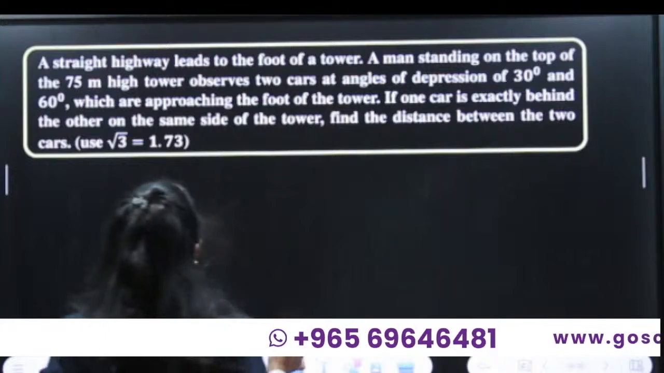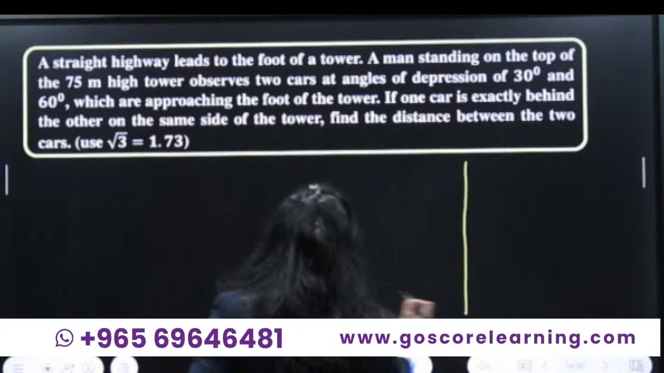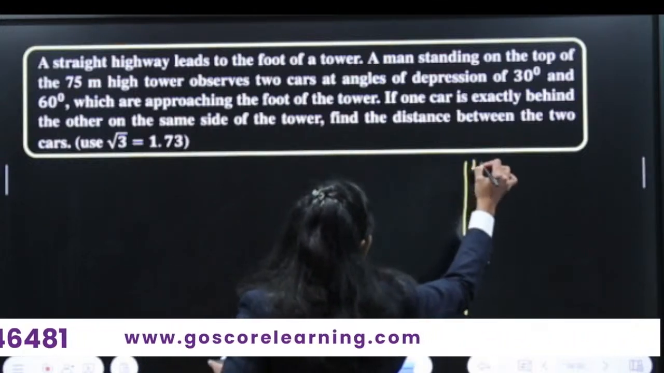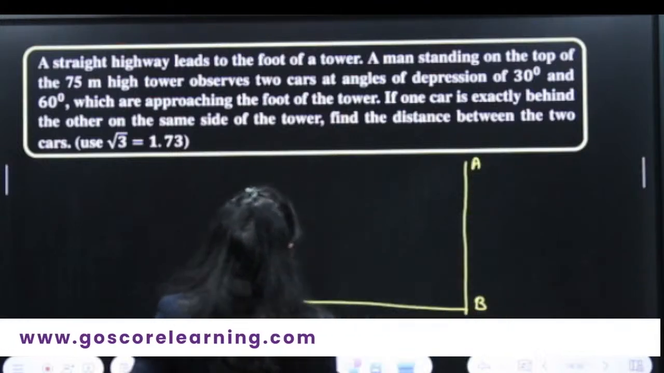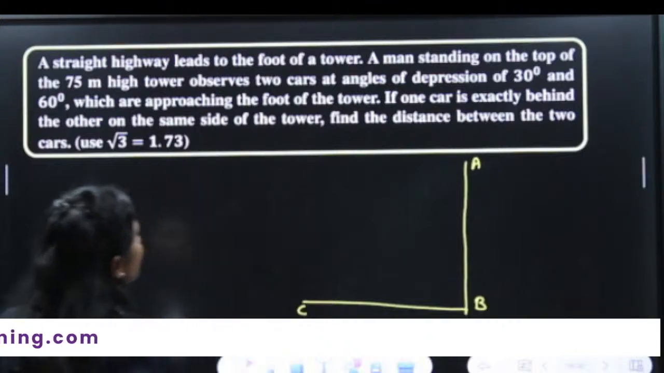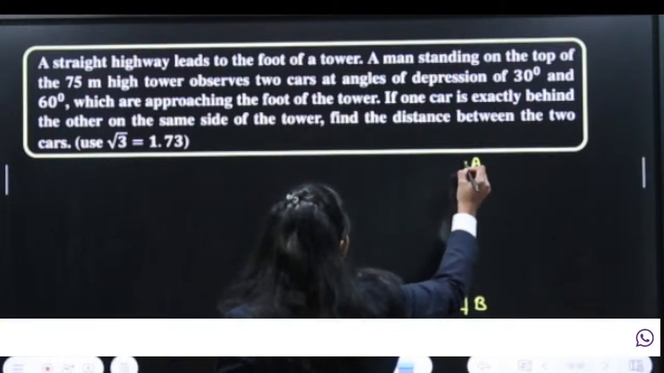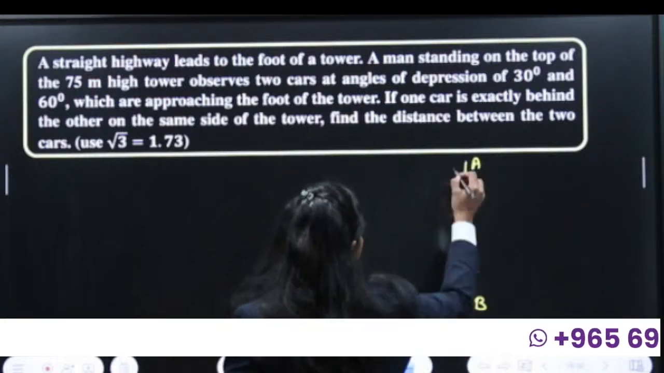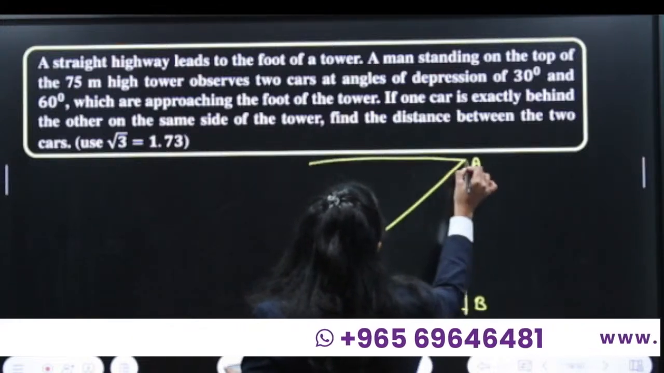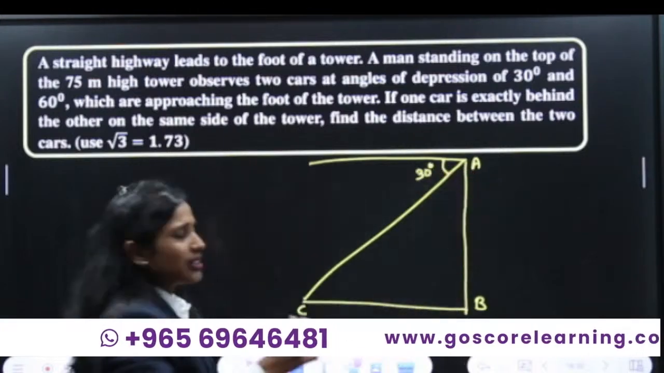Now, so at tower, we have a tower. Then there is a straight highway. Okay. So tower, we will name it as AB. And the position of first car is C. Okay, so angle of depression of 30 degree. First car, angle of depression is 30 degree. So whenever you have angle of depression, what we need is horizontal line.